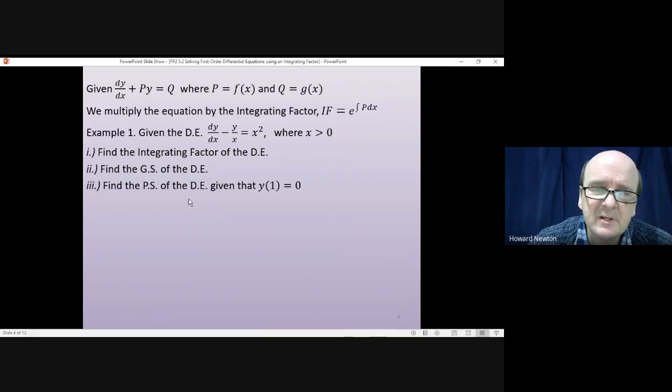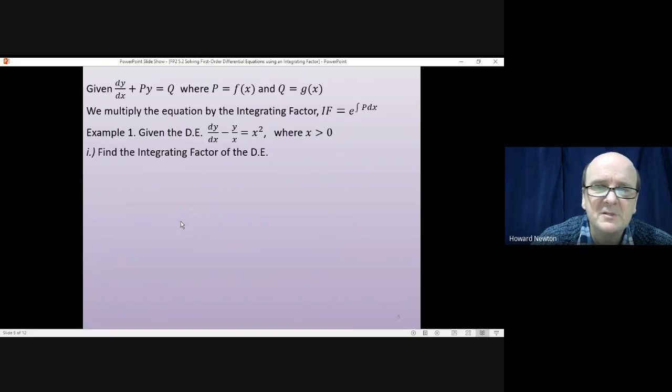Okay, let's have a look at how all of this works out in practice. So the first thing we have to do is find the integrating factor that we're going to multiply through by. Well, the integrating factor is e to the integral of p dx. Well, in this equation, be careful here. P is equal to minus 1 over x.